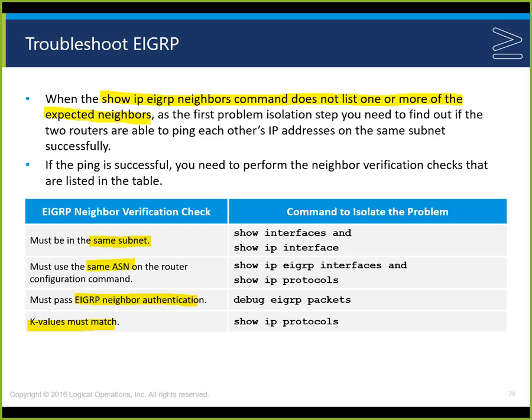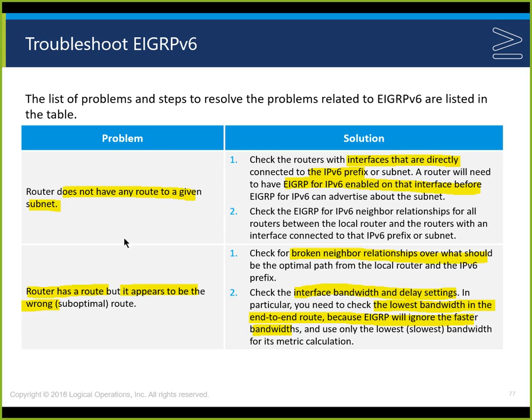Then there is EIGRP neighbor authentication, and that's debug eigrp packets to be sure that the authentication is taking place. And then the K values must match. If the K values don't match, that will prevent the neighbors from forming.